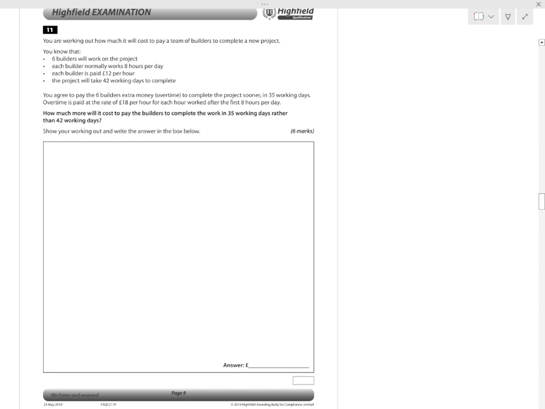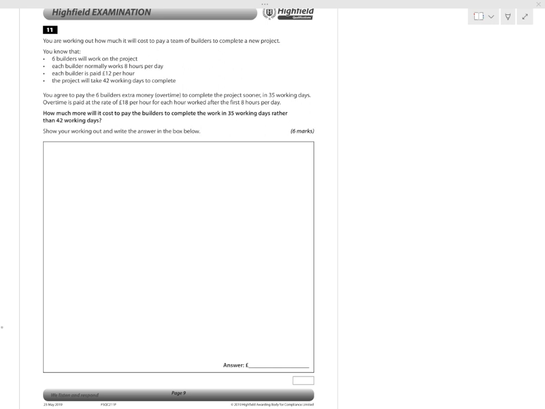You're working to see how much it will cost to pay a team of builders. Alright. 6 builders will work on the project. The builder works for 8 hours a day. They get £12 an hour, 42 working days to complete. You agreed to pay the 6 builders extra money to complete the project sooner, in 35 working days. Overtime is paid at £18 an hour. Right.